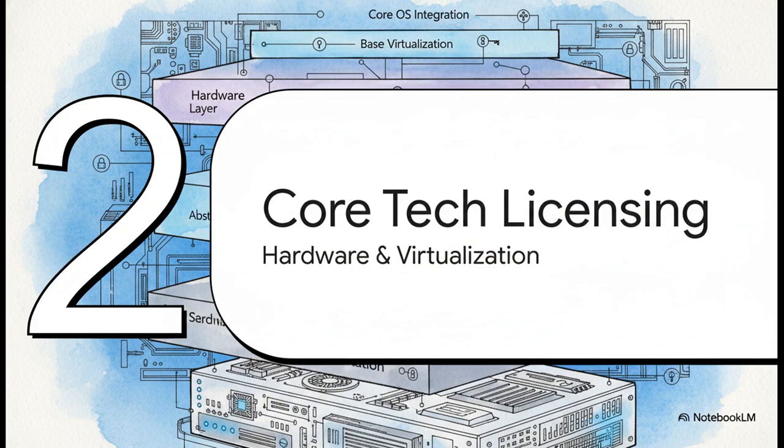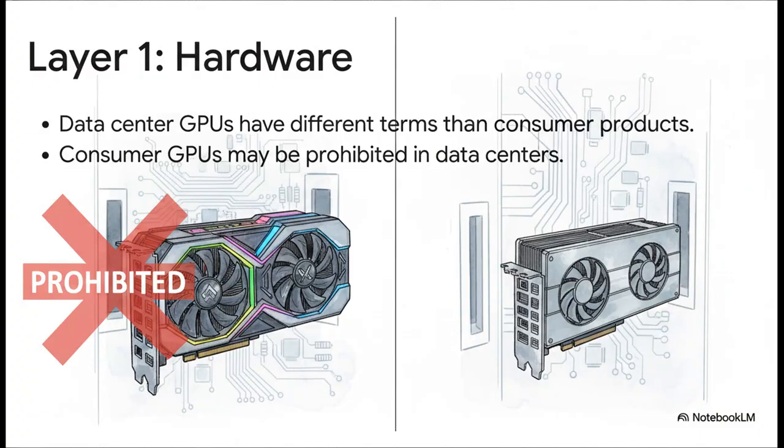So, where does our map of this maze begin? We're starting at the very bottom of the stack, right down at the metal. These are the foundational licenses, the ones that make everything else even possible. And yeah, they come in layers. Let's talk about Layer 1, the GPU hardware itself. Now, here's something a lot of people miss. The end-user license agreement, the thing nobody reads, has very specific rules. For example, that consumer GeForce card you can buy anywhere, its license often explicitly forbids you from using it in a data center.